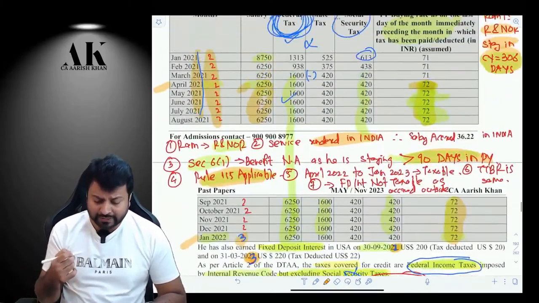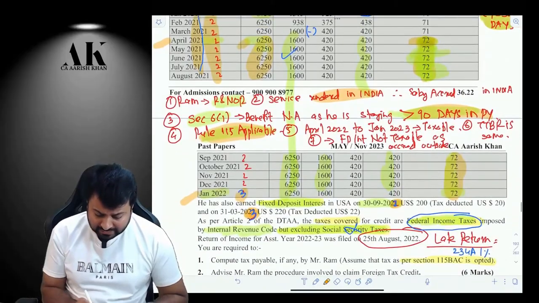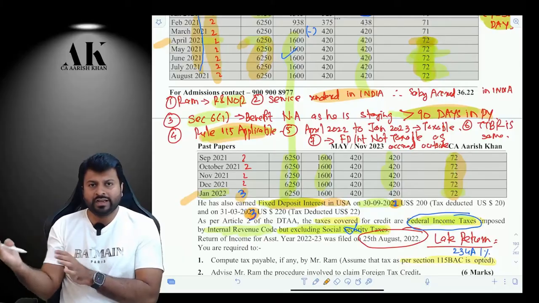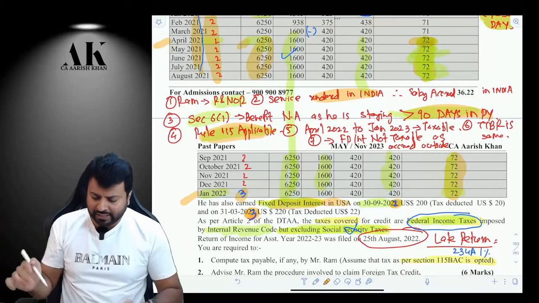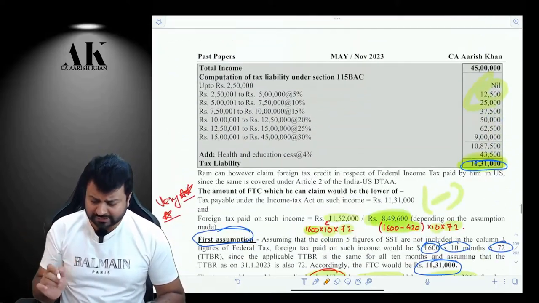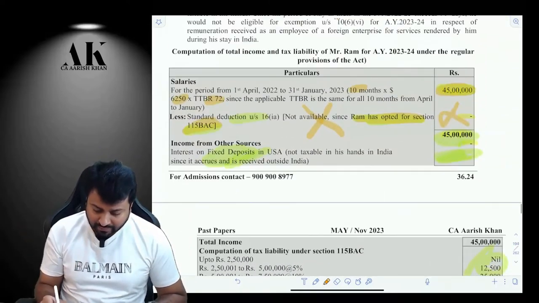Now he is earning one more income, which is a fixed deposit in US. Because this fixed deposit is in US, it is accrued outside India, it is received also outside India, therefore that will not be taxable in India for NOR. For NOR, only income which is accrued in India or which is received in India is taxable. Therefore, this income will not be taxable for him.